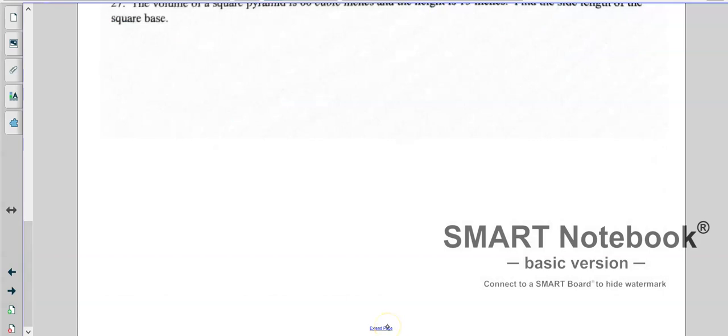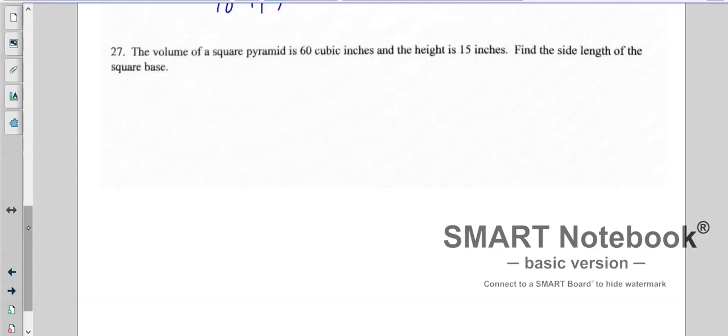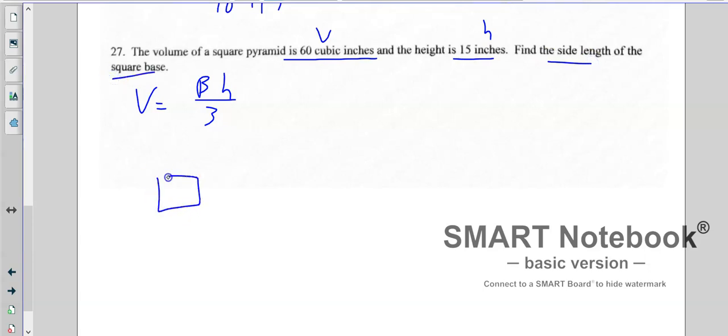Moving on. Remember, you can hit pause anytime, go back, slow it down, whatever you need. The volume of a pyramid, now remember, we'll just step back here. Volume equals area of the base times height divided by 3. So we got to put these numbers in where they go. This is volume. This is clearly height. We want to find the side length of a square base. Well, with a square base, that means, even though it's poorly drawn, all the sides match. All right, so we're going to square root at the end.